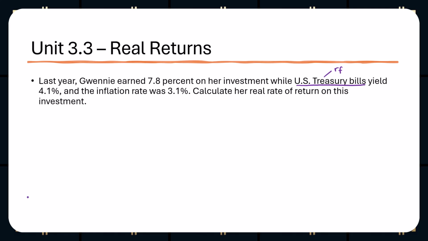Now in this question, we're going to use the exact Fisher equation to solve for the real rate in this problem. Recall that if we rearrange that formula, the real rate of return is equal to the nominal rate of return divided by 1 plus the inflation rate minus 1. Again, that's 1 plus the nominal divided by 1 plus inflation minus 1. So in this problem, that's 1.078, all divided by 1.031 minus 1, and we find that Gwenny's real rate of return was 4.56%.